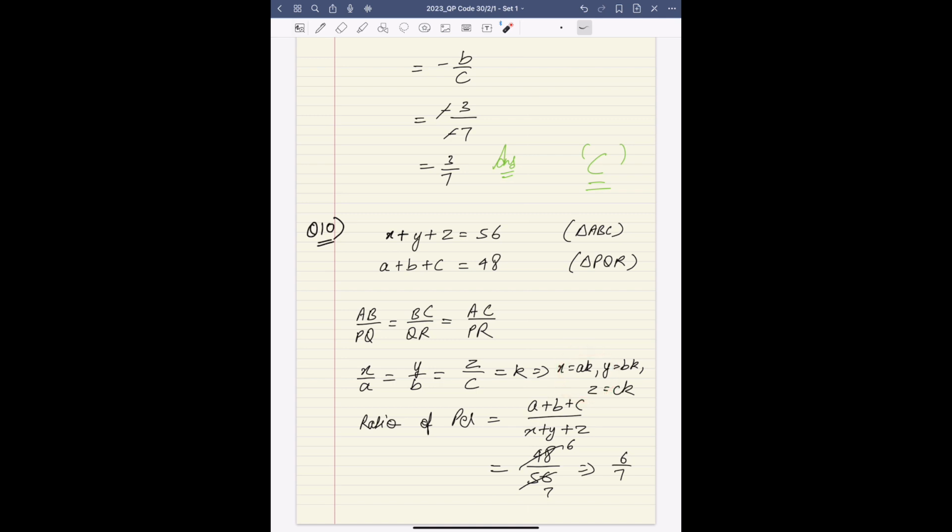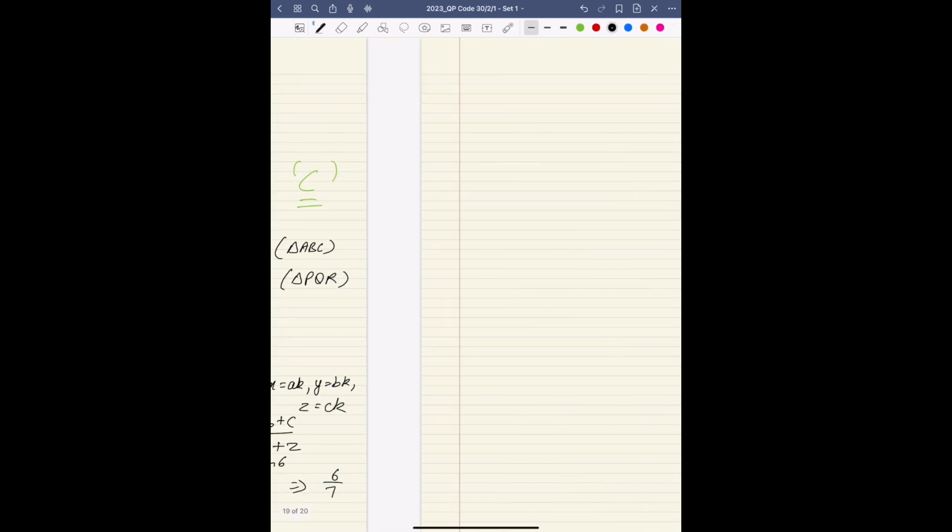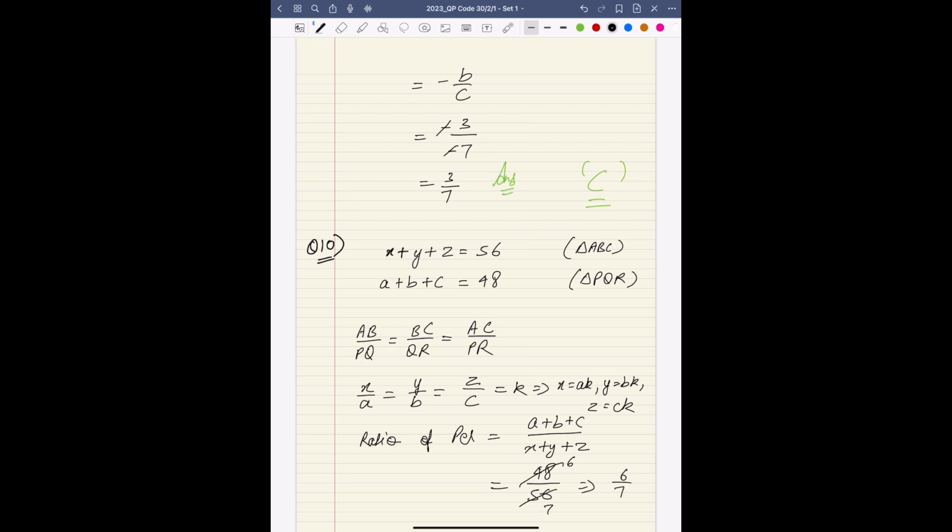Ratio of perimeters will be, we have taken PQ upon AB, right? So A plus B is on top and this is at the bottom, right? So we can take A plus B plus C. So it will be x upon k plus y upon k plus z upon k. Still we get, okay, PQ upon AB. PQ upon AB is, okay, fine, sorry, my bad.